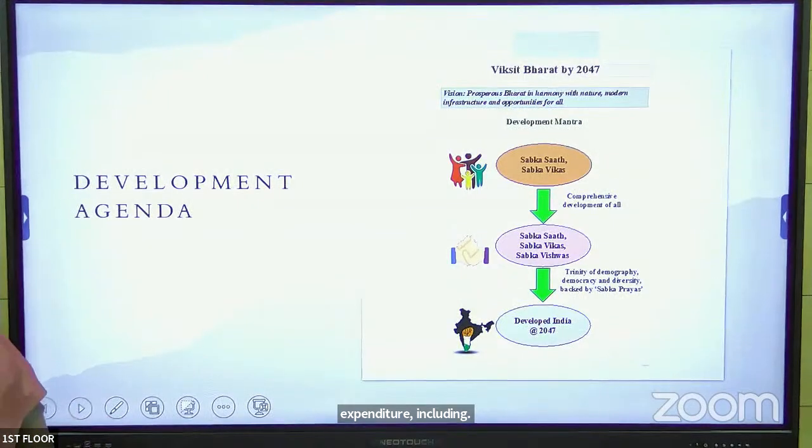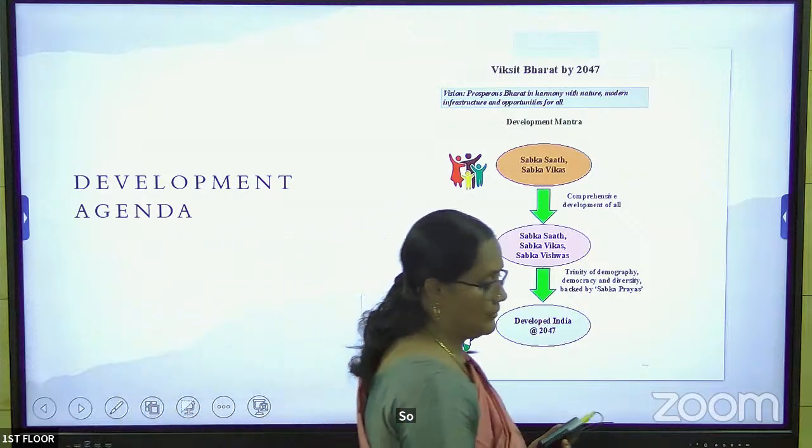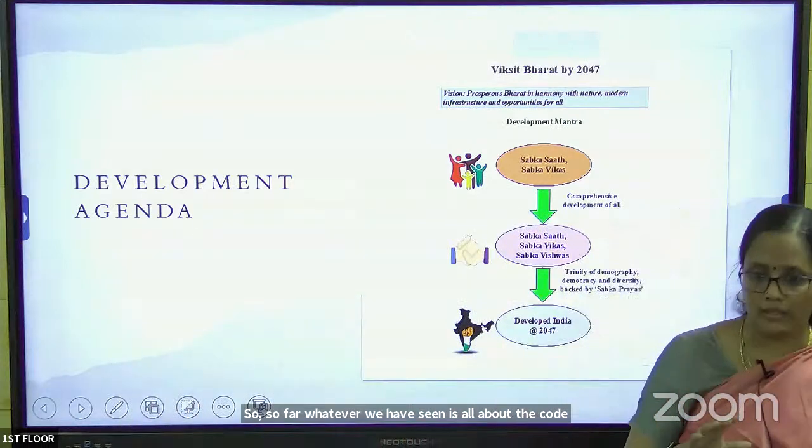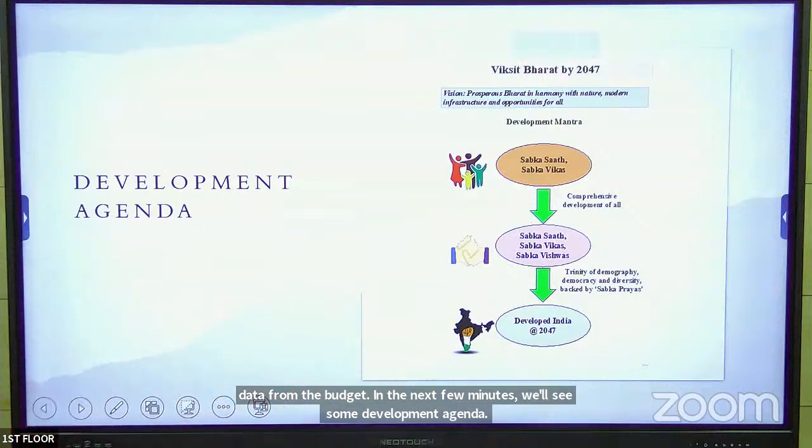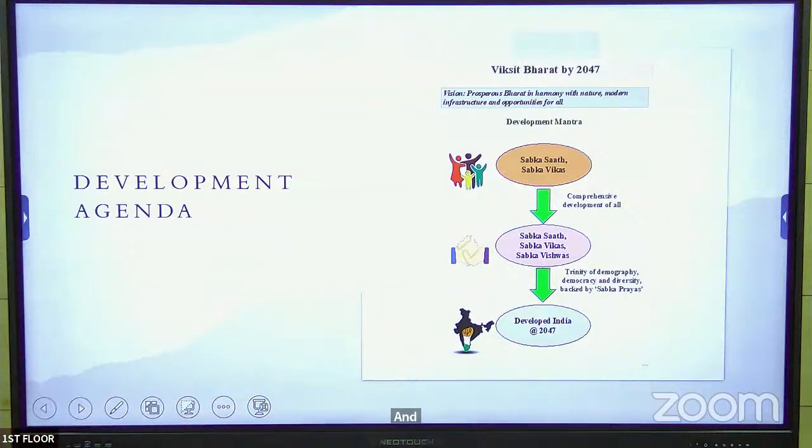So far, whatever we have seen is all about the core data from the budget. In the next few minutes, we will see some development agenda, and then we'll have a small 5-10 minutes break. Then we will come back for the annual economic review, right?